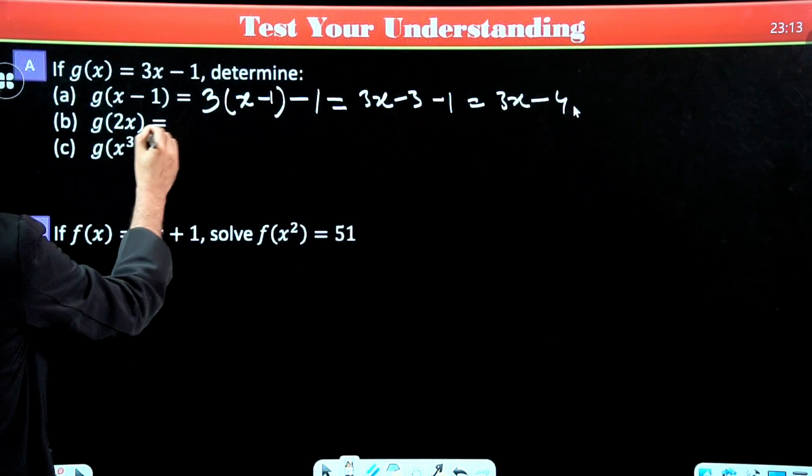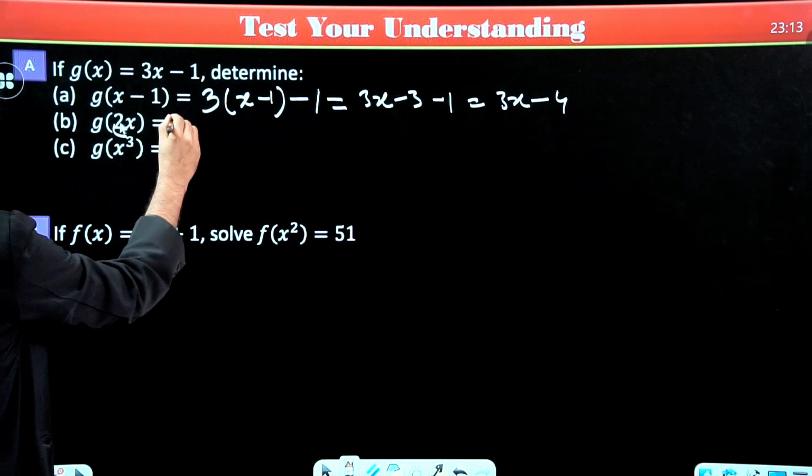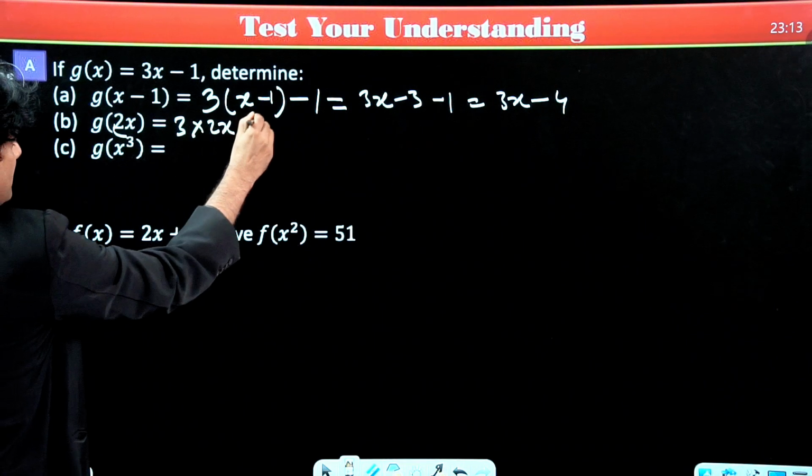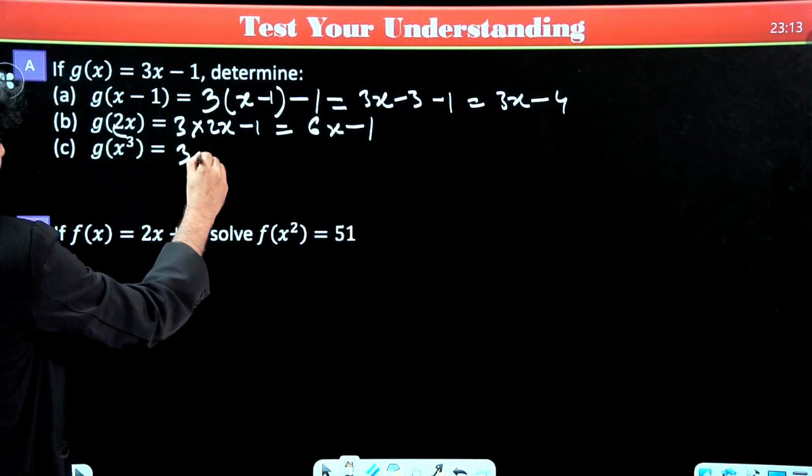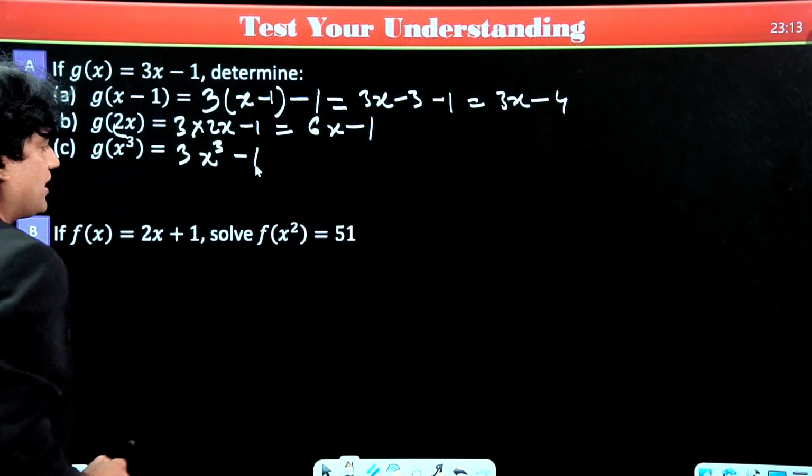And this one is going to be, whatever we give as input, thrice the input minus 1, which is 6x minus 1, and for x cube, thrice of x cube minus 1. So this is the answer.